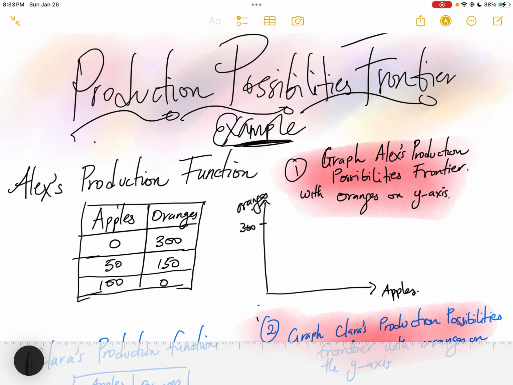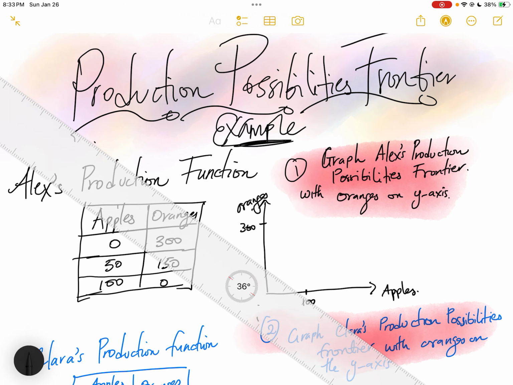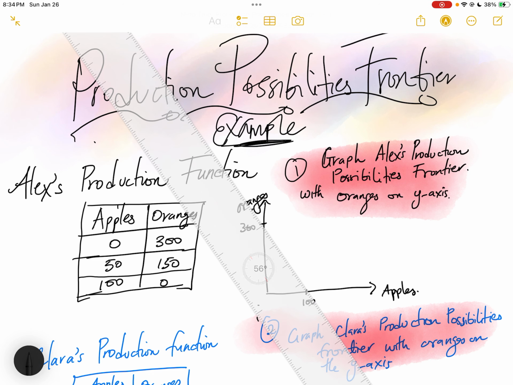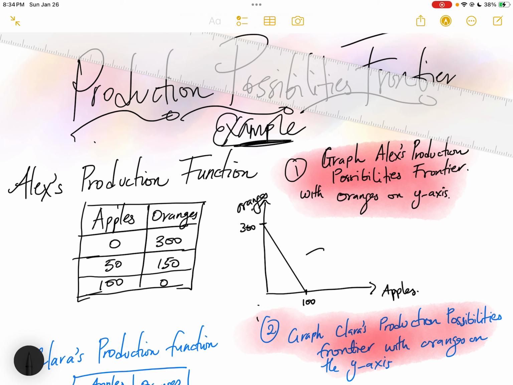I'm not done though. I need the biggest number of apples that Alex can produce, and that's 100. So I put that here. Now I'm just trying to make this look like it's drawn to scale, although it's not. And I'm going to use my ruler here so I don't make mistakes to join these two points. That is Alex's PPF.